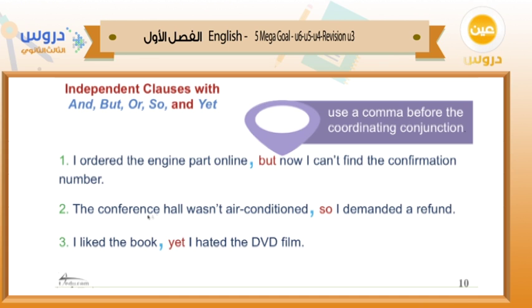Number 2, the conference hall was not air conditioned, so I demanded a refund. Because here we have a cause and a result, we use so. I like the book, yet I hated the DVD film. Okay, I use the coordinating conjunction yet. And if you notice here, in the three sentences, we add a comma before the coordinating conjunction. So you have to use a comma before the coordinating conjunctions. Don't forget that.